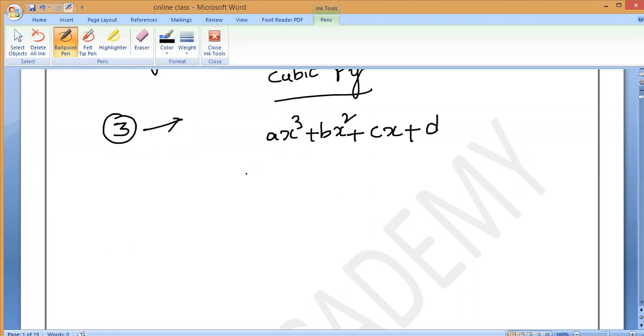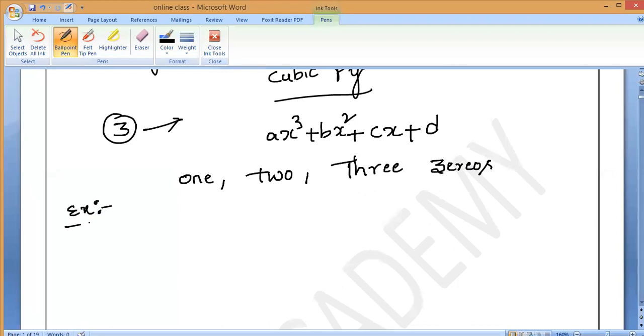A cubic polynomial may have 1 zero, may have 2 zeros, at most 3 zeros. Give one example of a cubic polynomial. 4x cube plus 2x square plus 7x. x cube is one of the cubic polynomials.